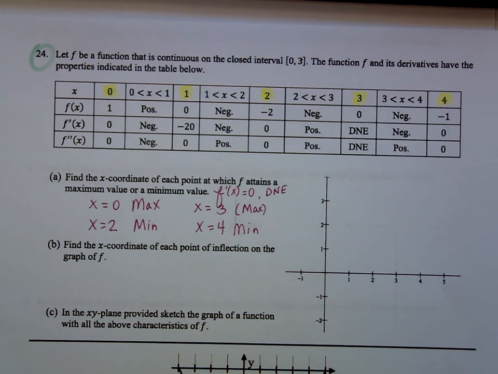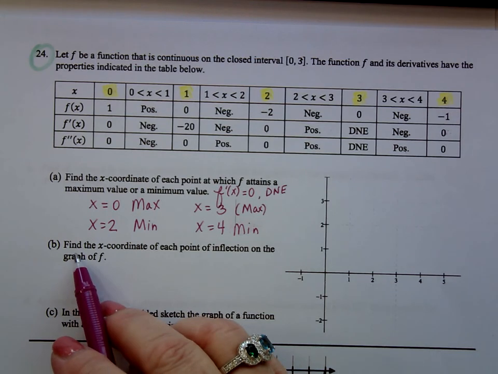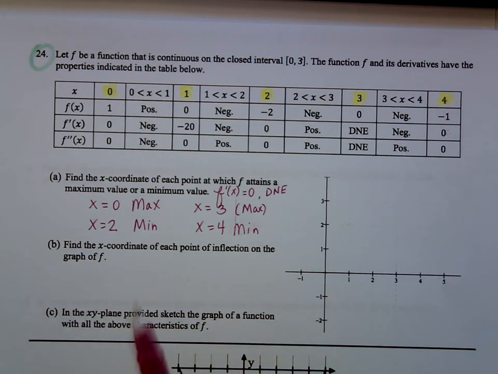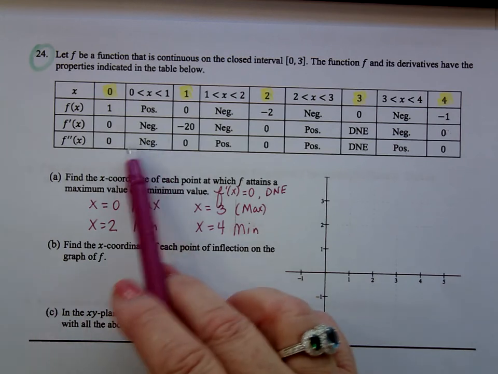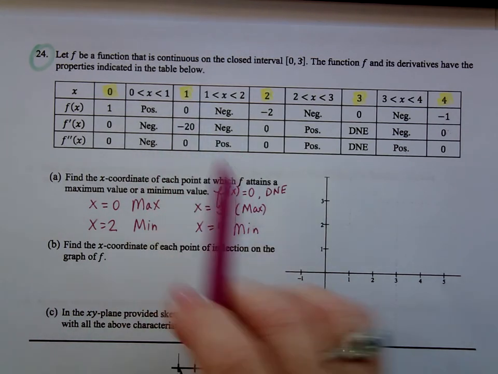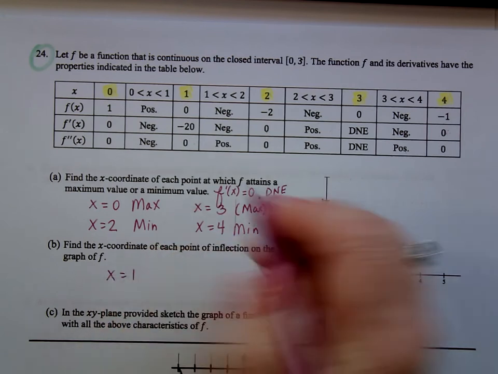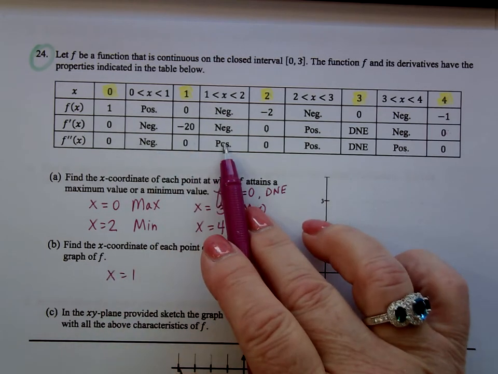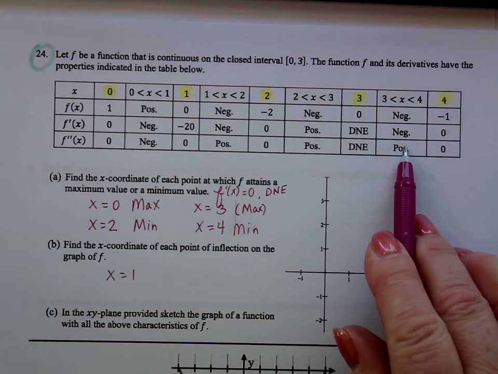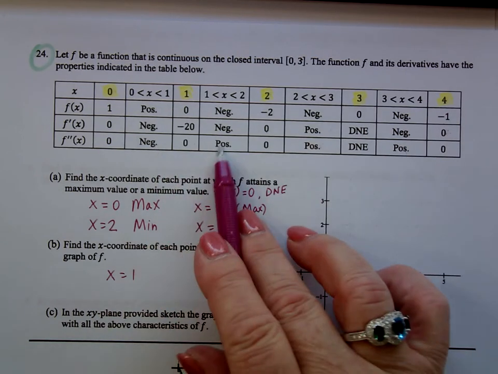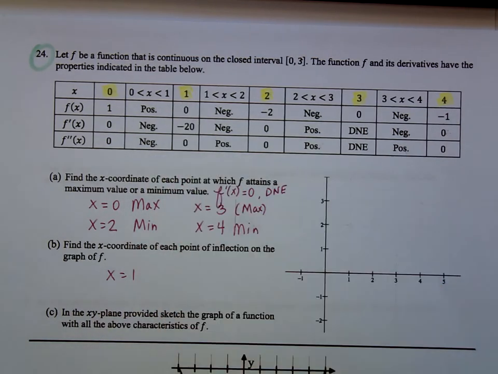Let's see the next question we've got going on. Find the x-coordinate of each point of inflection. Well, points of inflection come when the second derivative changes signs, negative to positive. Okay, so x equals 1. The others are positive to positive, positive to positive. They don't change signs. So the only one with a sign change is this one here at 1. And then they say, okay, now go and graph it.